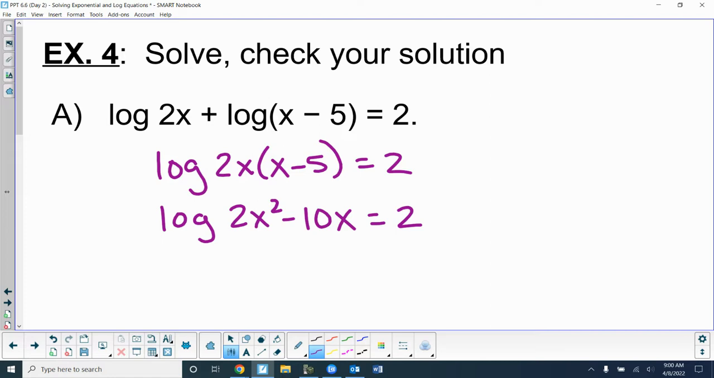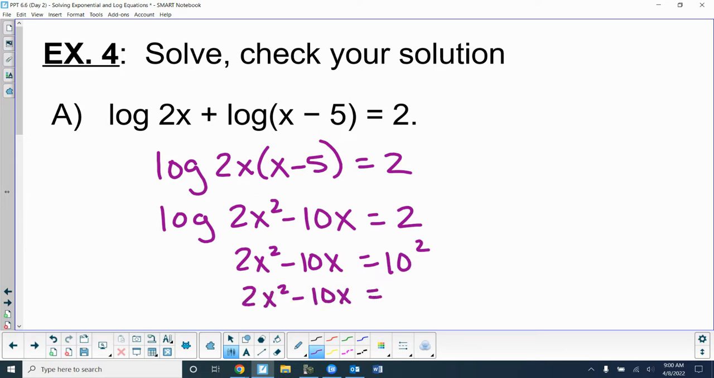10. Yeah, it's 10. When it's not written, the base is 10, right? So this equals 10 squared, right? I just put the 10 to the second on the right instead of left like we've been doing. What is 10 squared? 100. Now, we've got what type of equation here now?